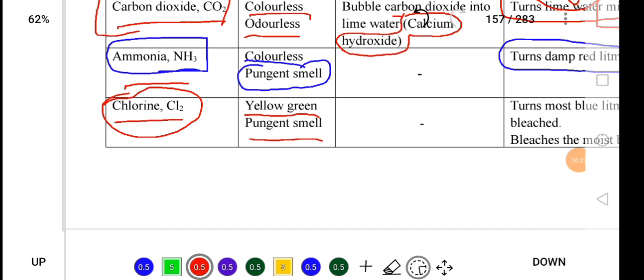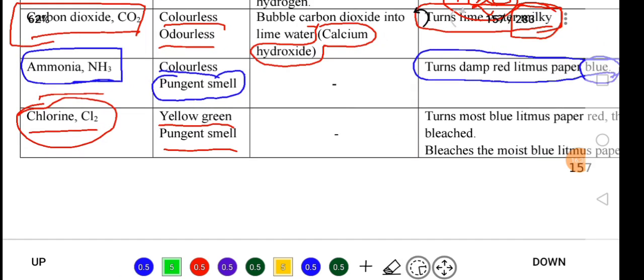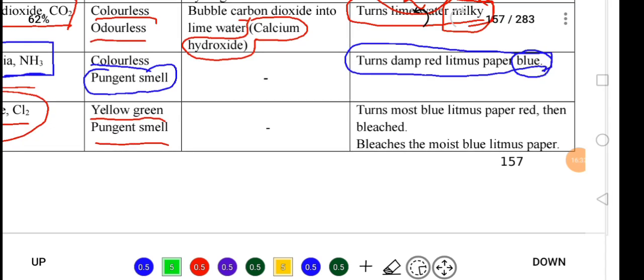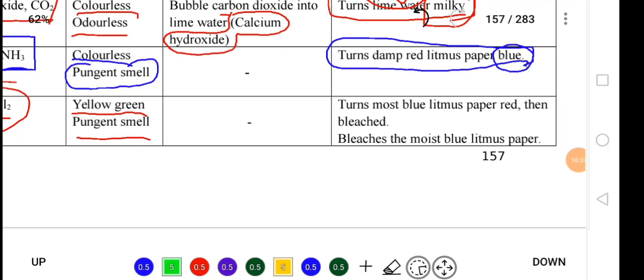Just like ammonia, chlorine has an effect on the blue litmus paper. We understand that chlorine is acidic and it has the effect of an acid on the blue litmus paper. All acids stain blue litmus papers red.